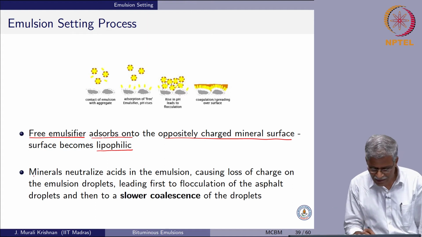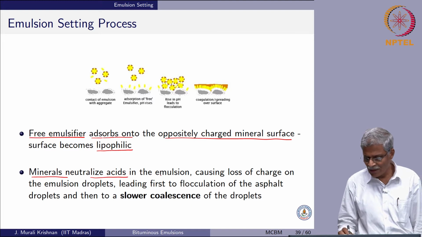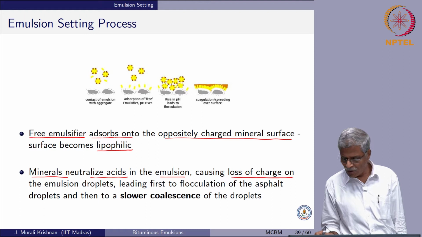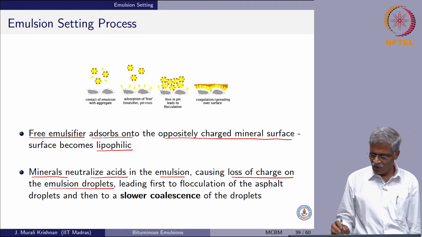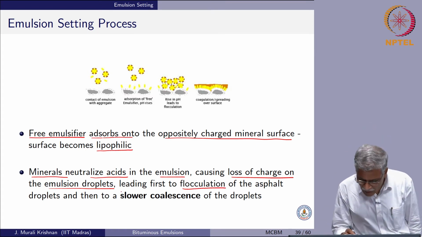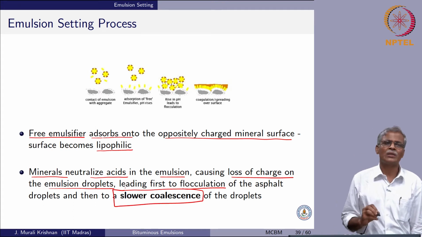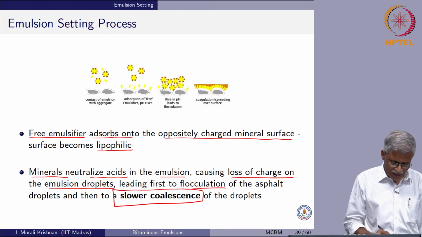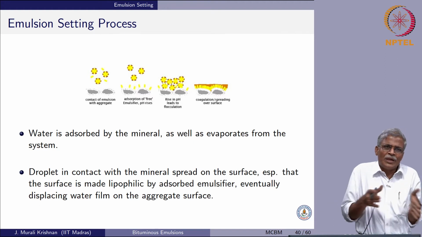Now, the aggregate minerals will basically neutralize the acid in the emulsion, and this will lead to loss of charge on the emulsion droplet, and that will lead first to flocculation, and then, what is very important, the slower coalescence. We will talk about the rate at which this coalescence can happen as we go along. Then what will happen? So, now you are separating things out.